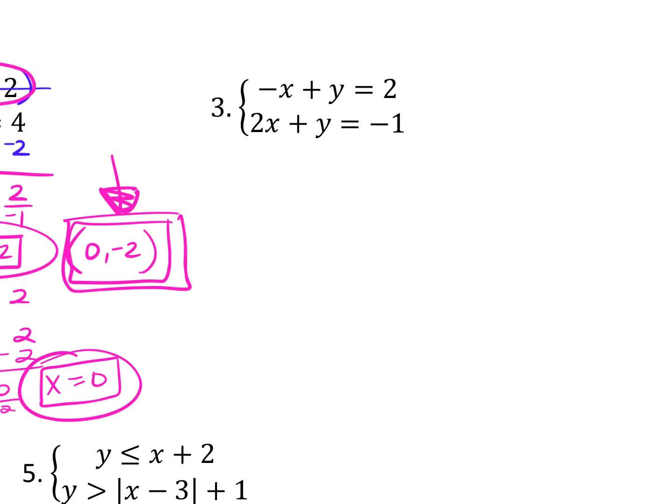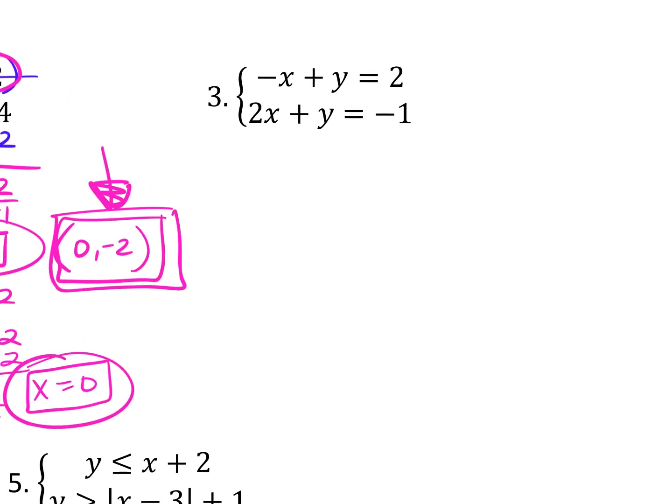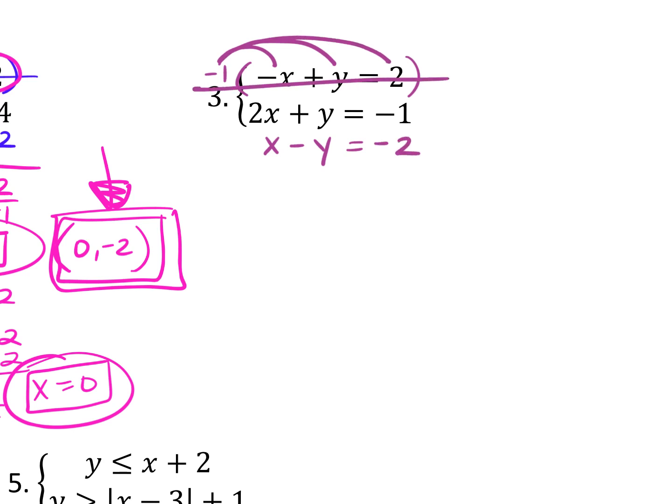All right, so this one, again, I would make them opposites. You could subtract them, but I just like to make them opposites. So I would probably do the same thing. Again, I would multiply this top one by a -1. So -1 times a negative x is a positive x. Negative 1 times a positive y is a negative 1y. And then negative 1 times 2 is a negative 2. So essentially I'm ignoring that. And I'm doing elimination with these two equations.